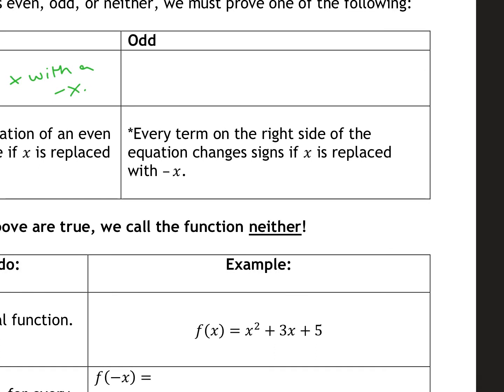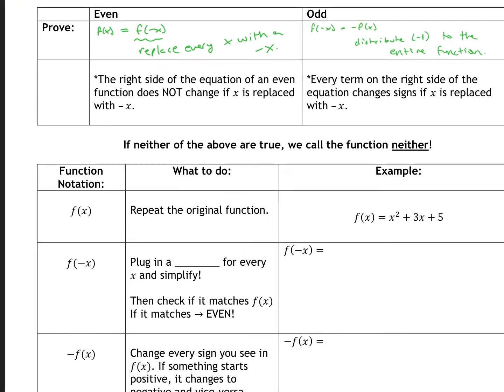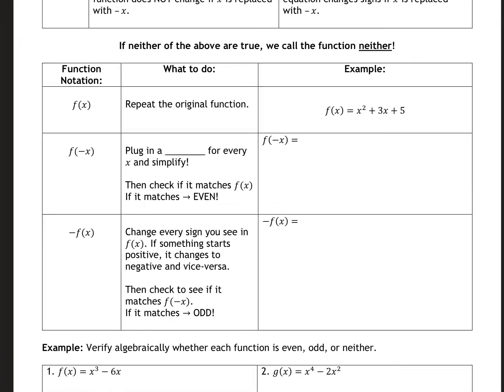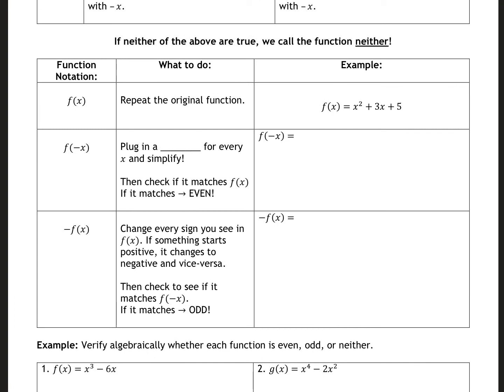If I come over here to odd, f(-x) is equal to -f(x). What that means is you distribute a negative 1 to the entire function. So every term on the right side of the equation changes its sign if x is replaced with negative x. All right, so let's take a look at these. If neither of the above are true, we call the function neither.